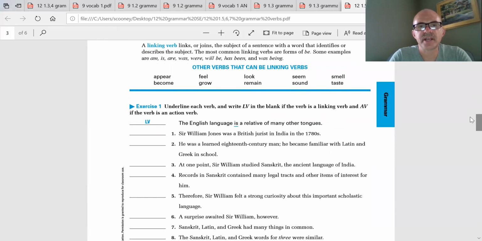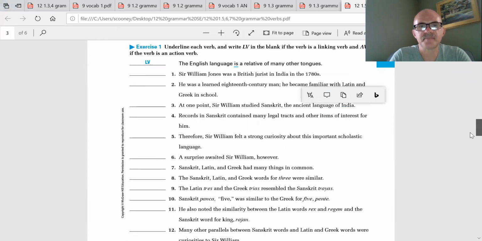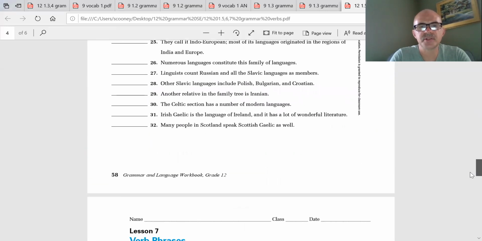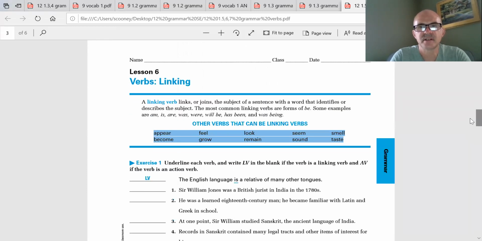Okay, so exercise 1 asks us to underline each verb and write linking verb in the blank if the verb is a linking verb and AV if the verb is an action verb. So find the verb and determine which it is. If it's is, am, are, was, were, has been, will be, all those different conjugations, you know it's a linking verb. If it's anything else, for the most part, it's going to be an action verb. But if it's one of these verbs that's used to express a condition rather than an action, that's also a linking verb. So it gets a little bit tricky there. There are 32 of those. Let's do 20, okay? 1 through 20 on lesson 6, exercise 1.